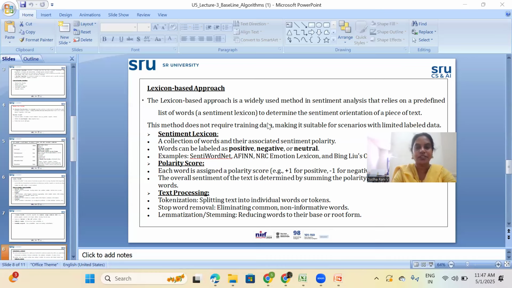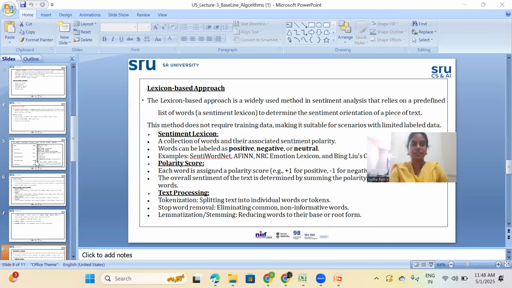Sentiment lexicon: a collection of words and their associated sentiment polarity. Words can be labeled as positive, negative, or neutral. Examples: SentiWordNet, AFINN, NRC emotion lexicon. Polarity score: each word is assigned a polarity score. Example, +1 for positive, -1 for negative.